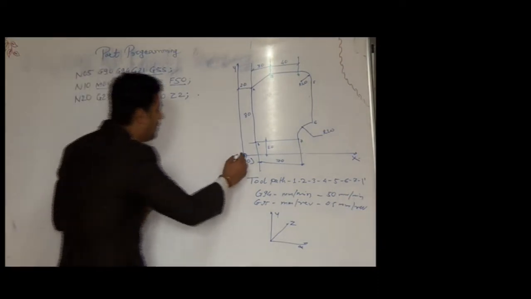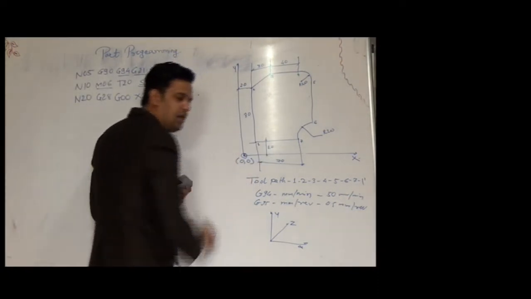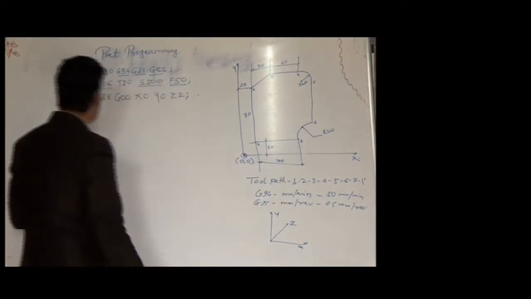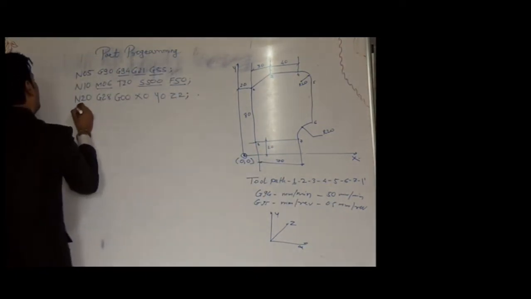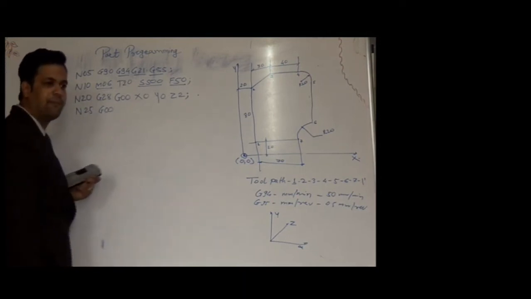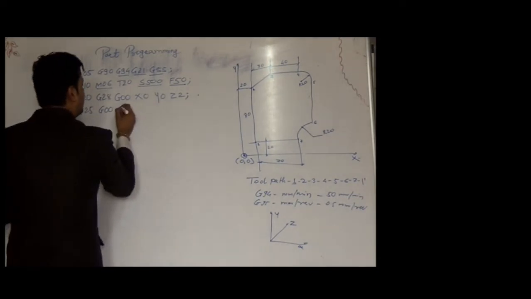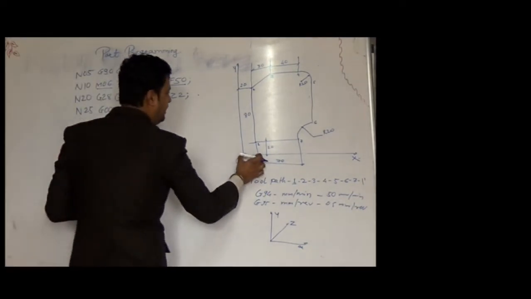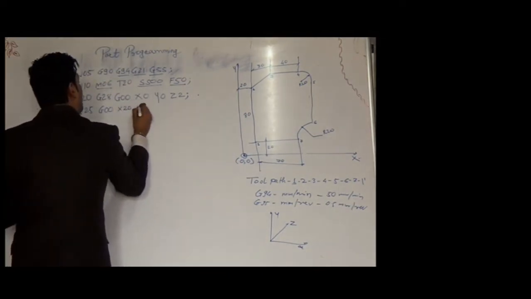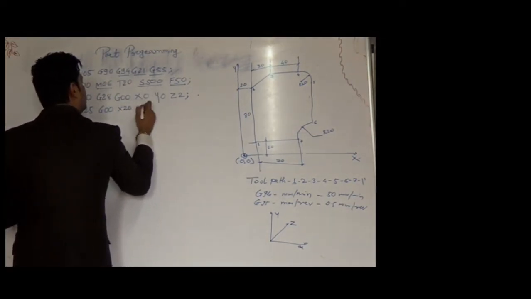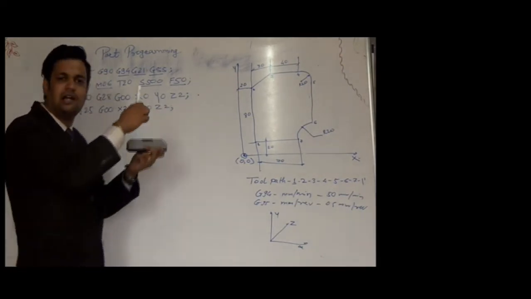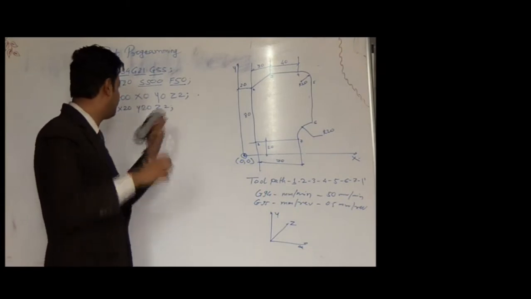Now it will move from this position to position number 1. N25 G00, again I am using rapid traverse, and x will be 20 and y will be 20. So x20, y20 and z2. Okay, still the cutter is about 2 mm from the surface.